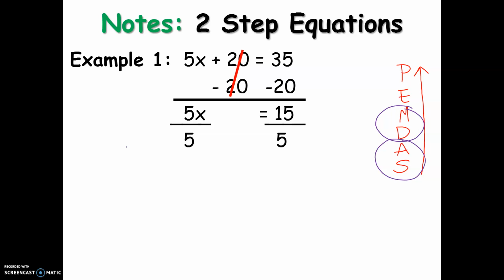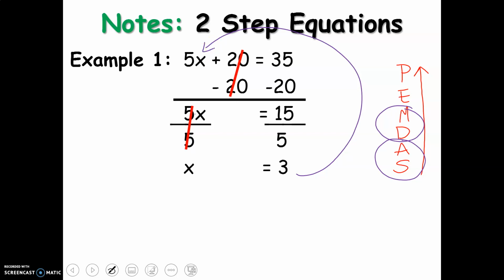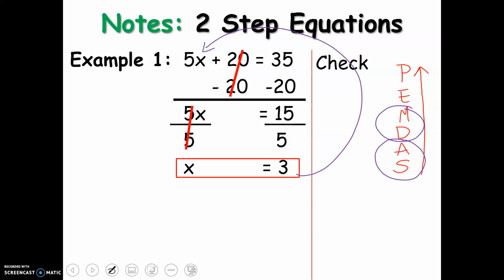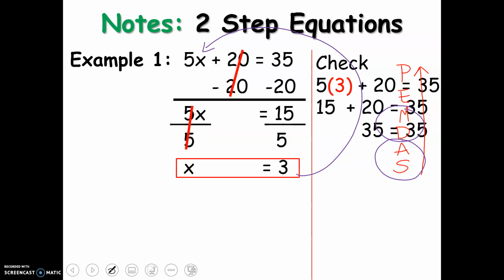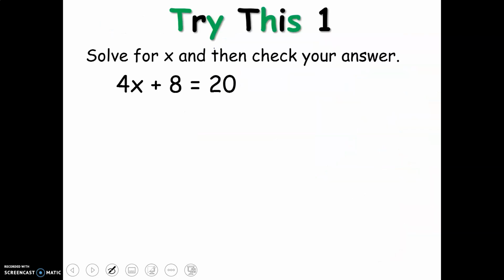On the left-hand side, 5 divided by 5 is 1, or 1x, or just x. And on the right-hand side, we have 15 divided by 5, or 3. So we get x is equal to 3. We could easily verify that this answer works by simply replacing the 3 back into the original equation and testing it. 5 times 3 is 15, and 15 plus 20 is 35. So it checks out.